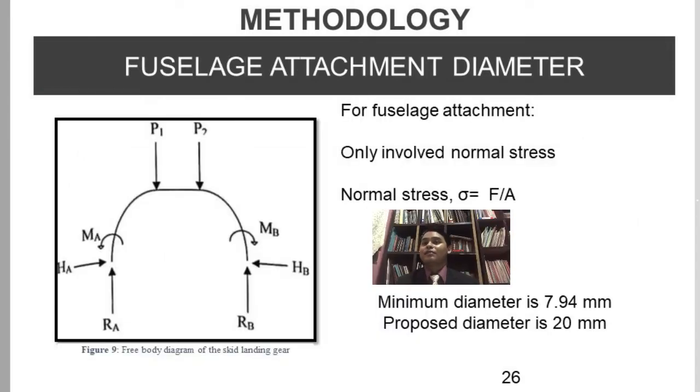The next part is the fuselage attachment diameter. For the fuselage attachment diameter, it only involves normal stress. So by using the normal stress formula, we found that the minimum diameter we can use is 7.94 mm, and the proposed diameter is 20 mm.